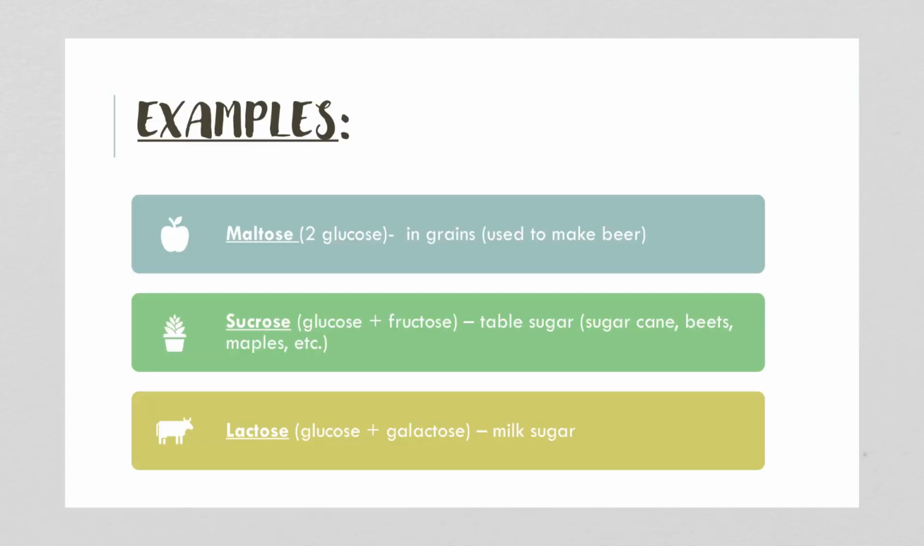Maltose is when you join two glucose together, and you find maltose in grains, and it's also used to make beer. Sucrose is a glucose and fructose. That's table sugar. The sources of table sugar, for commercial use, would be sugarcane, beets, maple trees, and so on. And then lactose is glucose plus galactose, and that's the sugar that we find in milk. And that happens to be the sugar that some people are not able to digest anymore, and that is what leads to lactose intolerance.